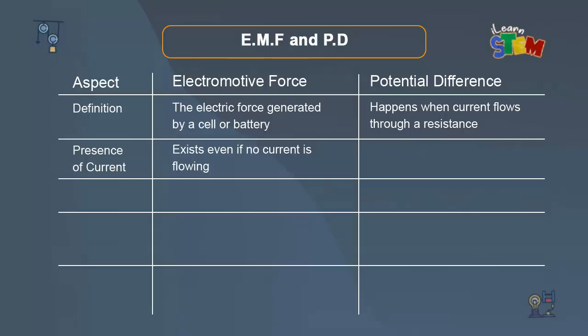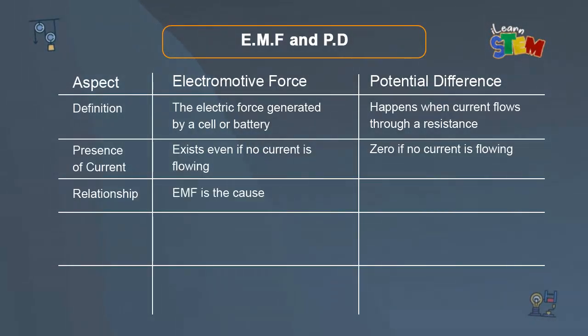Presence of current: EMF exists even if no current is flowing, such as in an open circuit. PD becomes zero if there is no current flow. Relationship: EMF is the cause, while PD is the effect. The battery creates EMF, and as current flows through a circuit, PD is observed across resistive elements.